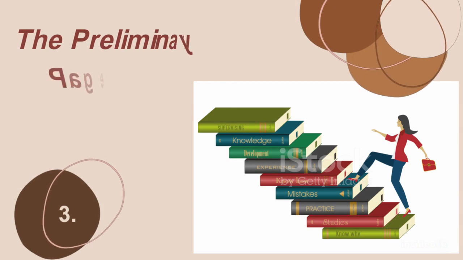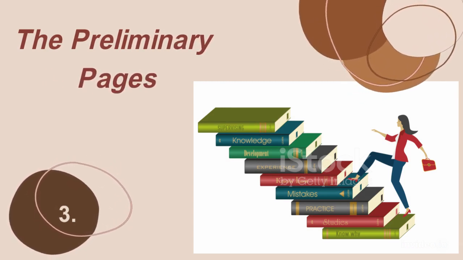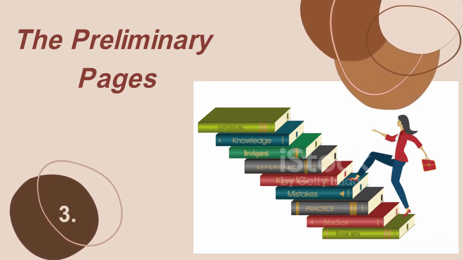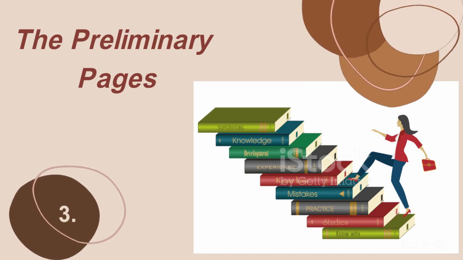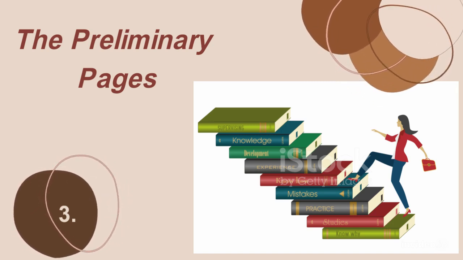The preliminary pages come before chapter 1 of every project. They include elements such as cover page, title page, abstract, declaration, certification, acknowledgement, dedication, table of contents, list of tables, list of figures, and list of abbreviations. Some schools and departments also add list of appendices.